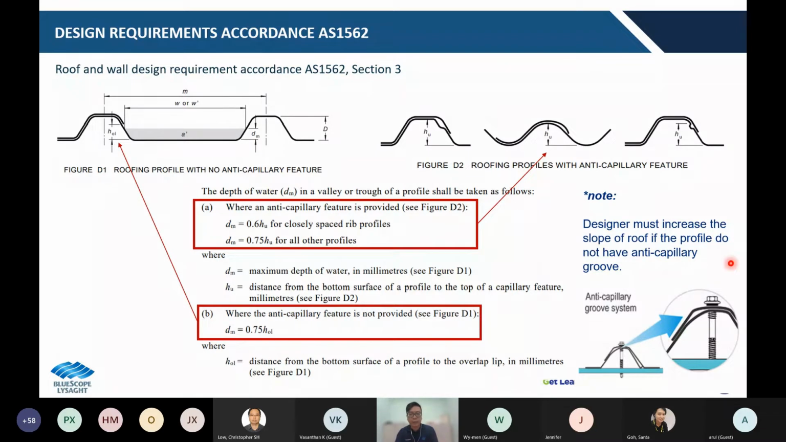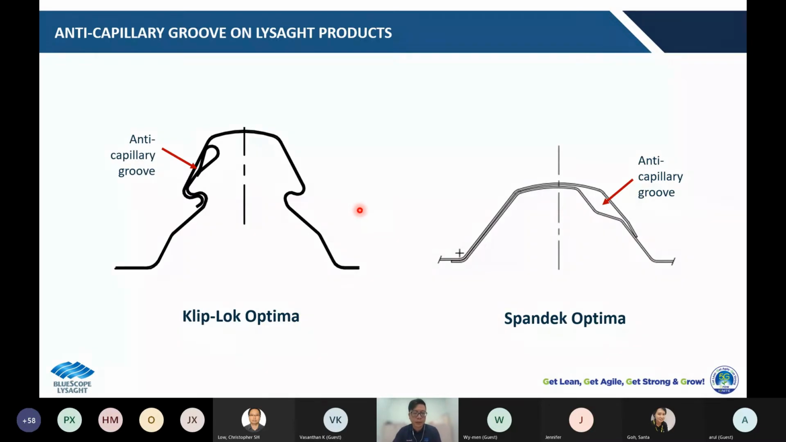We keep on talking about the anti-capillary groove, just for the audience who didn't know what it is. The small section area here is the anti-capillary groove. Its function is that when you have a small area, the water seeps in easily. But when the water seeps through the small area and encounters a big area, the water will stop seeping through to the inner area. So this is called an anti-capillary groove. Just to show you some examples from our products, like Kevlar Optima, we have this anti-capillary groove provided. Even as simple as Spandex Optima, we also provide an anti-capillary groove.